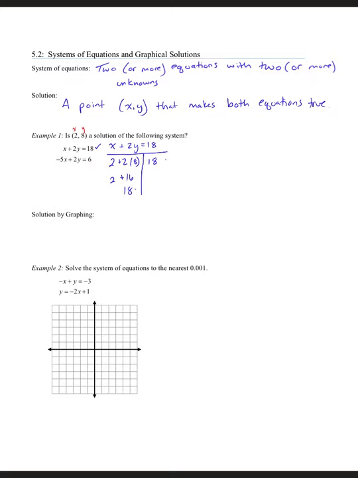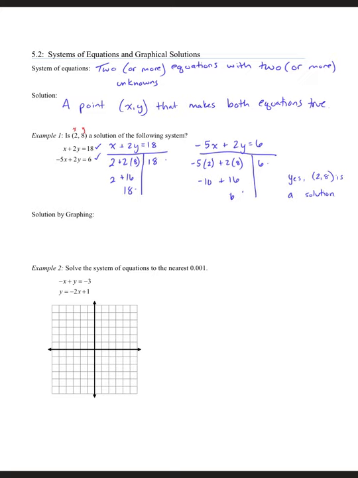However, in order to be a solution of the whole system, it needs to make both true. So now we take the second equation, and again, we set up our t-chart, and then substitute our 2 and 8 in for our x and y respectively. And we know they have to evaluate to be 6. We have negative 10 plus 16, which would give us 6 and 6. So it does make this one true as well. So we say yes, 2, 8 is a solution.